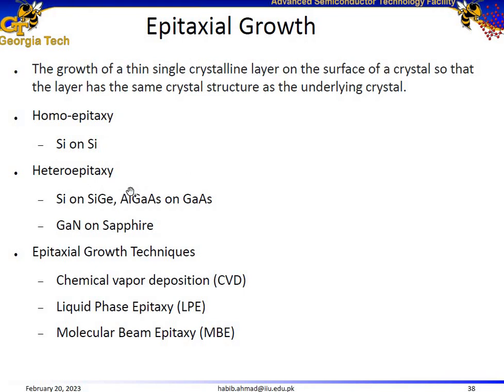In heteroepitaxy, you might have a silicon wafer and you might like to grow gallium nitride on top of that. Or you might have sapphire and you want to grow gallium nitride on top of that. Or you might like to grow silicon on top of gallium arsenide. So it's growing different kinds of materials on top of each other. It's called heteroepitaxy. And for both homoepitaxy and heteroepitaxy, there are different growth techniques.